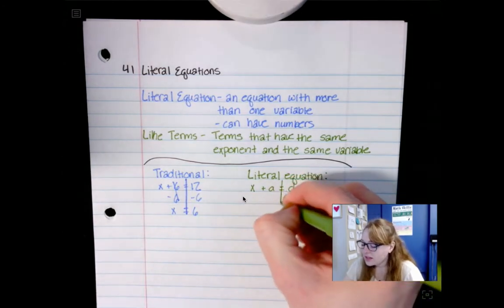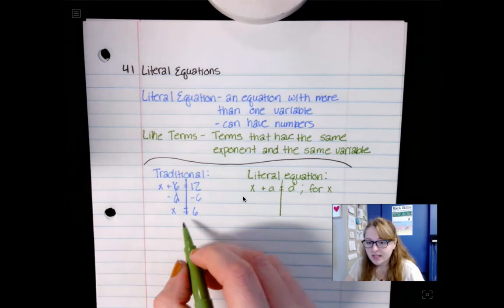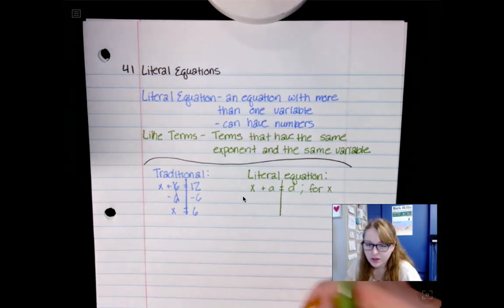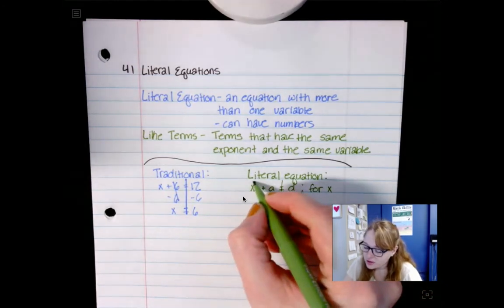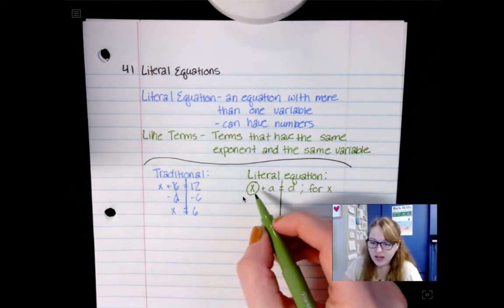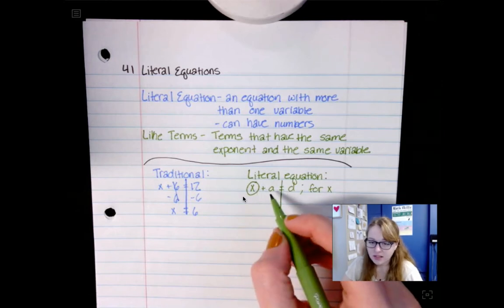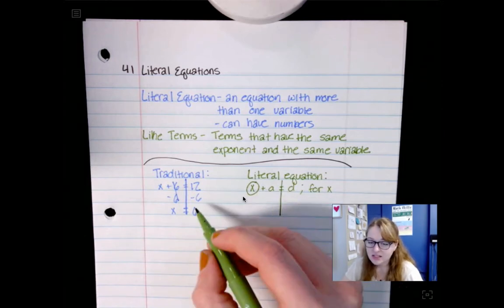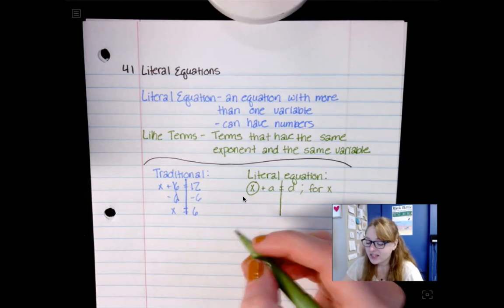But we're going to do the exact same steps that we did in the traditional equation. We want to solve for x, so I'm going to circle x so we don't lose it. Hey, we're trying to solve this right here. And then we look, what are we doing to that x? And again, we are adding something to it, this case an a instead of a 6. But our process is going to be the exact same.